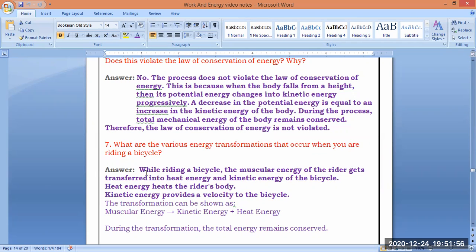How is heat produced here? While riding a bicycle, the muscular energy of the rider gets transferred into heat energy as well as kinetic energy, because there is friction at the pedal. So a small amount of heat will be produced. So what we write is: muscular energy is converted into kinetic energy plus heat energy. During the transformation, the total energy remains conserved, meaning there is a transformation of energy here.